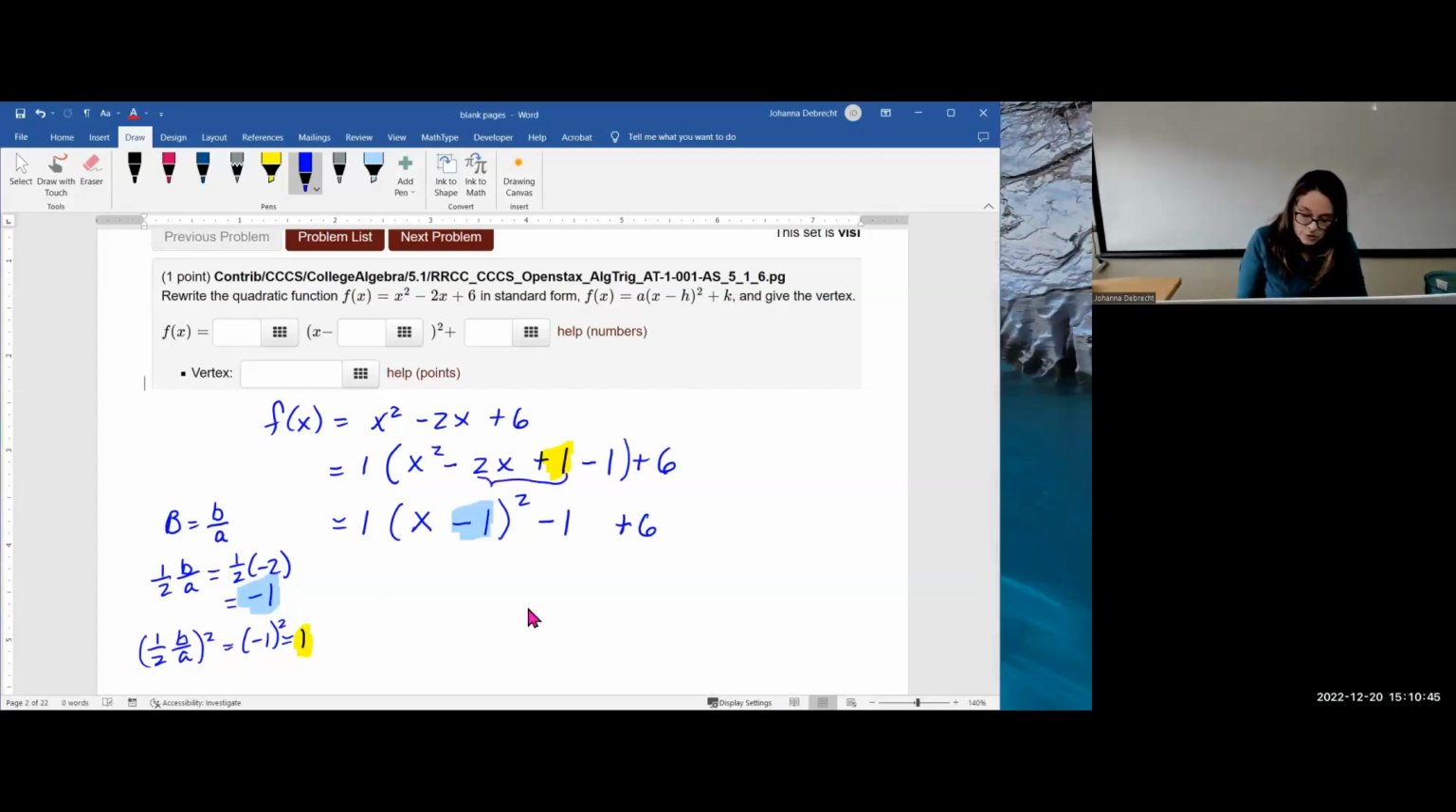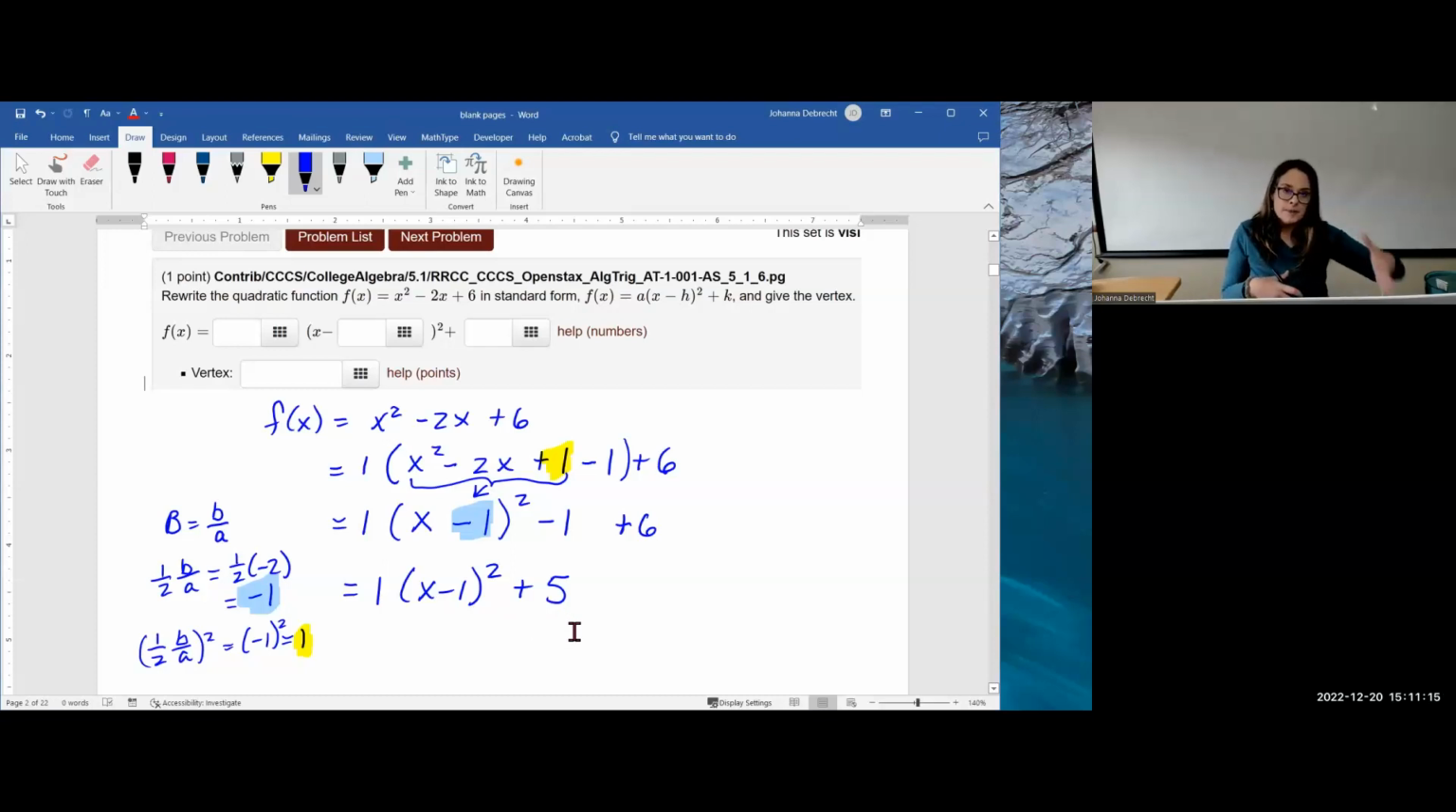Notice that the first 3 terms went into my binomial square, and now I've got this -1 plus 6. So I'm going to go ahead and rewrite it. So here's my a, here's my binomial square, and -1 plus 6 is 5. So what does that tell me? Well, that tells me that it opens up because a is positive. It tells me that the vertex is 1, 5.